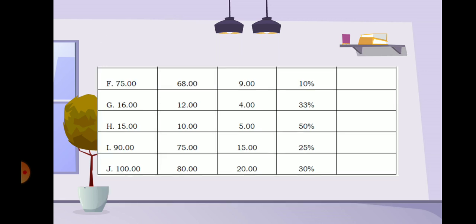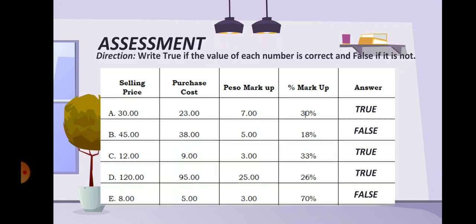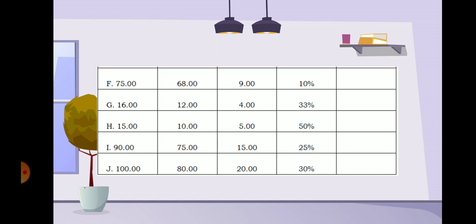Okay, next. 75 pesos is the selling price, then 68 pesos is the purchase cost, the peso markup is 9 pesos, and the percentage markup is 10%. Is it true or false? It's false. Next, we have 16 pesos, 12 pesos, 4 pesos, and the percentage markup is 33%. True or false, class? It's true.